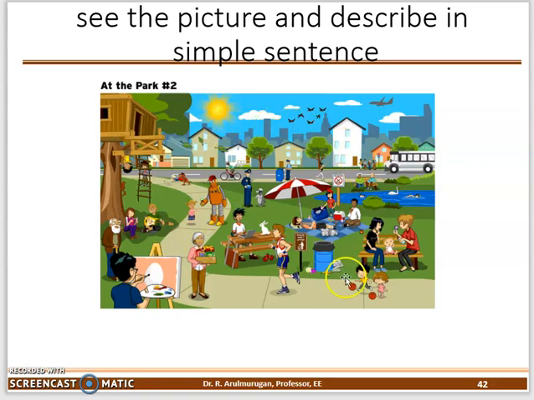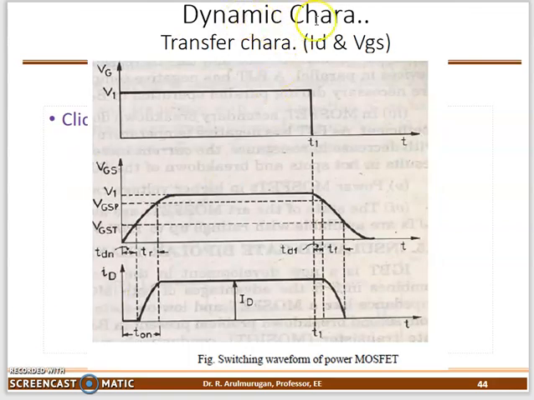So see the pictures and start to explain. This is similar, you can say, to the dynamic characteristics. In the dynamic characteristics, see the picture and then you can say. For example, step number 1, what is on time? On time is equal to delay time plus rise time. This is point number 1.